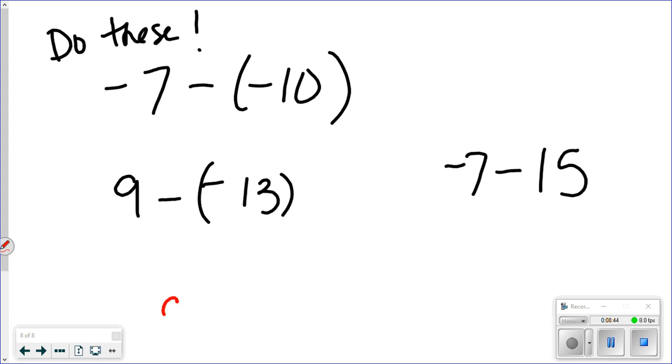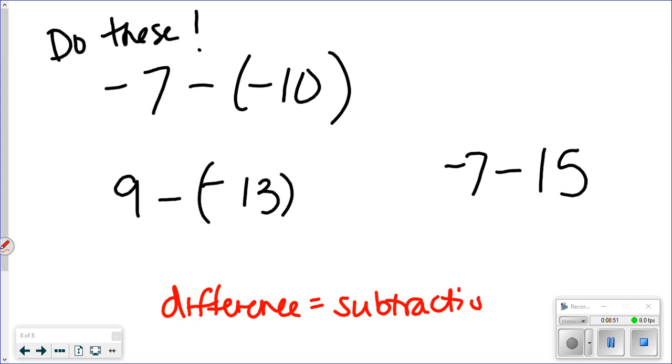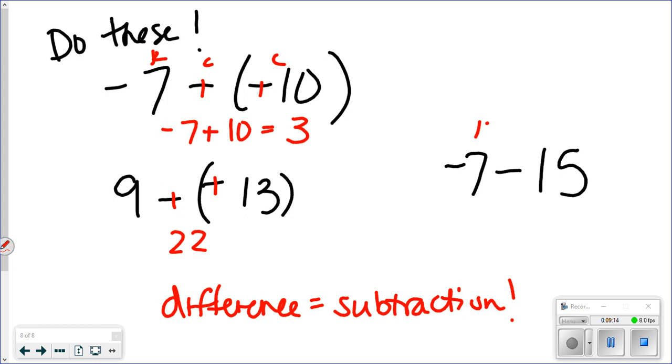Another thing you should maybe note is difference. The word difference means subtract. Some of you have problems with knowing keywords. Another good idea is to rewrite problems if you're not sure. Help yourself out. This would be 22. This one over here. Okay, this would be a negative 22.